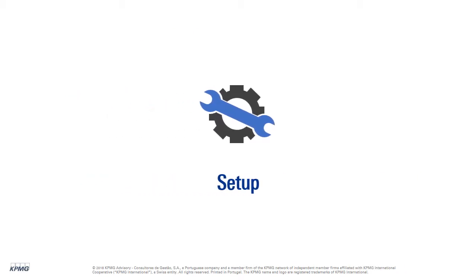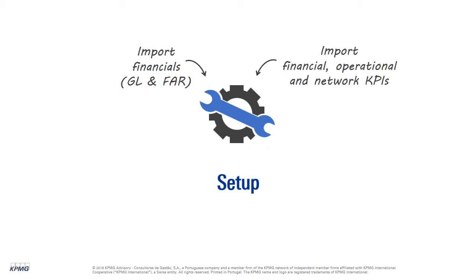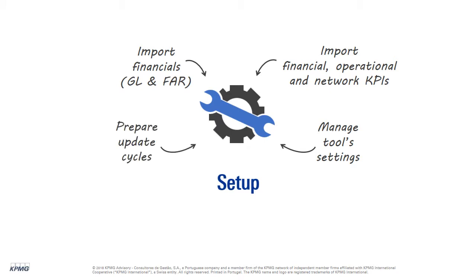Let's start with the setup. In this section, it's possible to import the model's inputs, including the general ledger and the fixed asset register data, and the remaining financial, operational, and network KPIs. From here, it's also possible to manage the tool settings and prepare the update cycles.